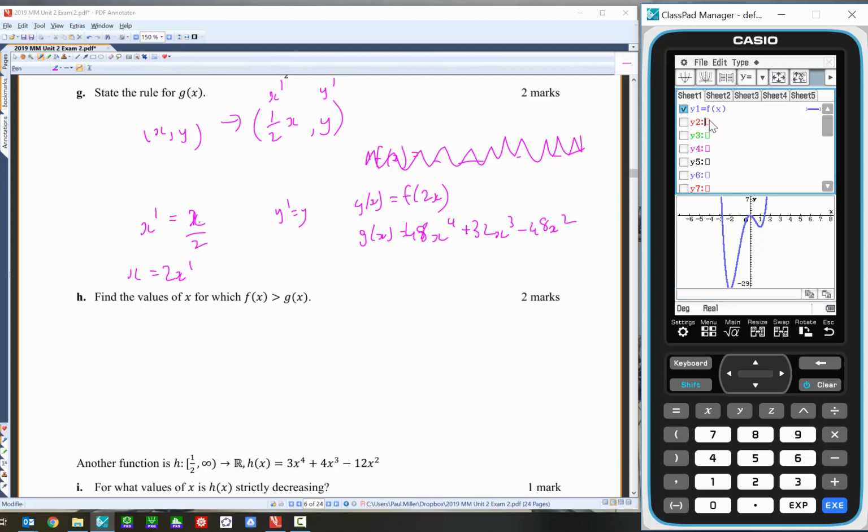All right, now let's graph g of x and have a look. All right, so we can basically see that this blue function here is f of x, and it's larger than g of x there and there. All right, so what we need to get is this intersection point here and this intersection point here. All right, so we're going to get an intersection there.